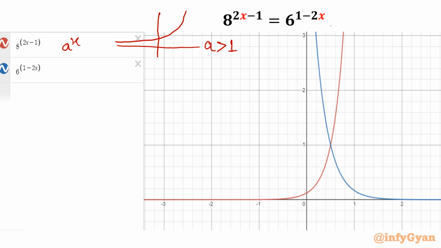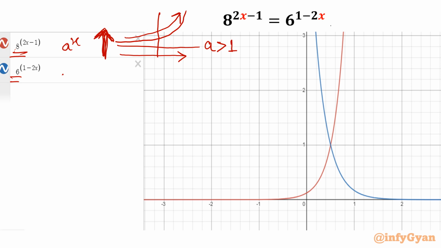In both cases you can see a is 8, a is 6, so a is greater than 1. So the function would be monotonic increasing. You can see as we are moving from minus infinity to plus infinity, the graph is rising, rising and rising. So the conclusion is a monotonic increasing function.